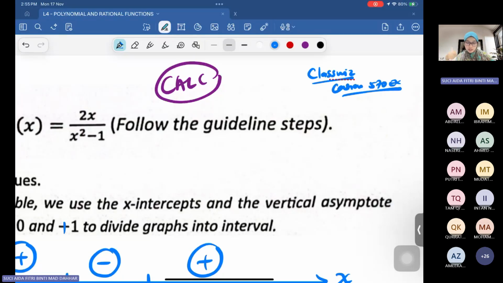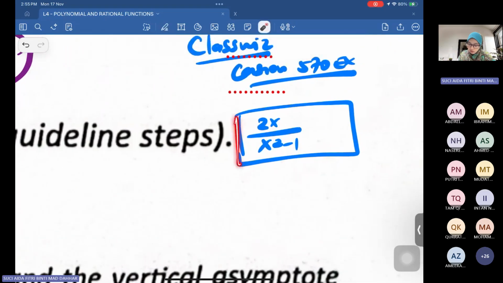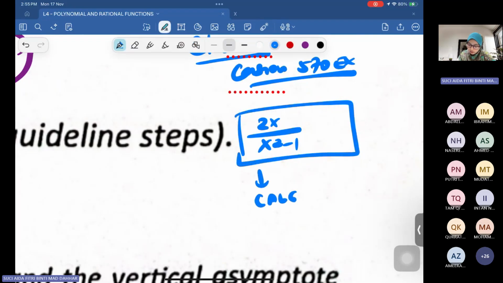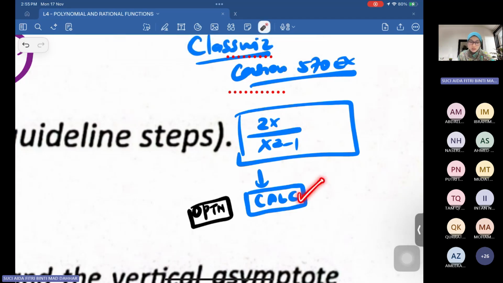Yes. Then what you need to do is on your screen, you key in 2x over x squared minus 1. Okay, once you have seen this on the screen of your calculator, what's next is you press the calculate button. Did you see the calculate button? It's just beside the option. Okay, so once you press the calculate button, what do you see on your calculator?